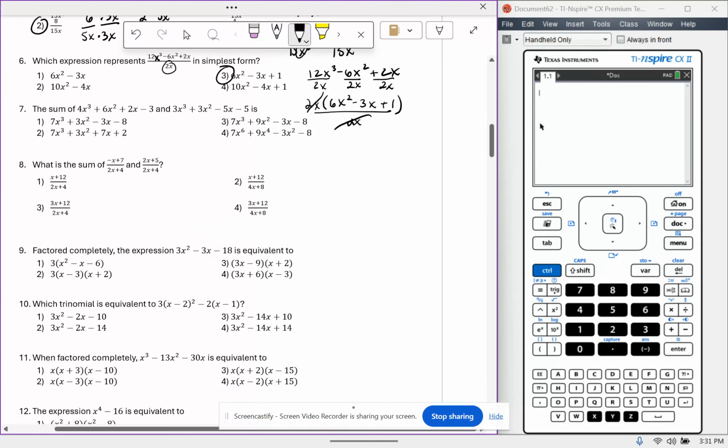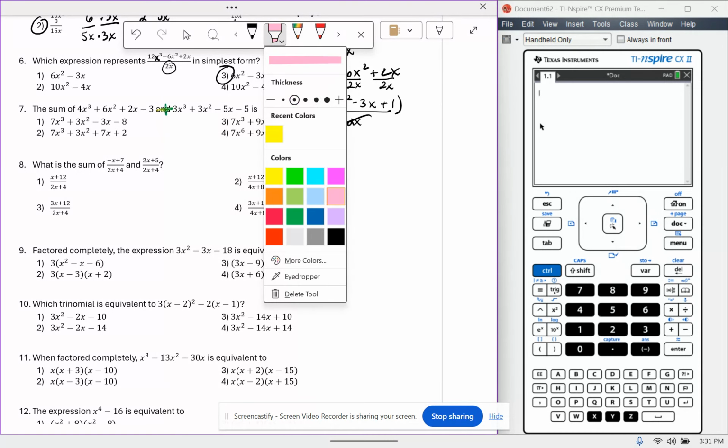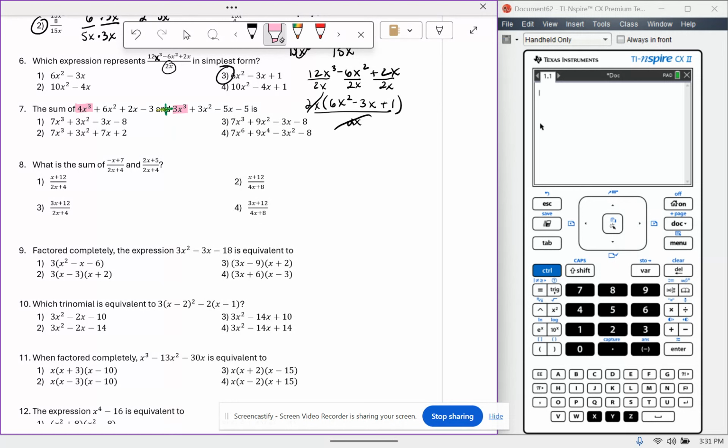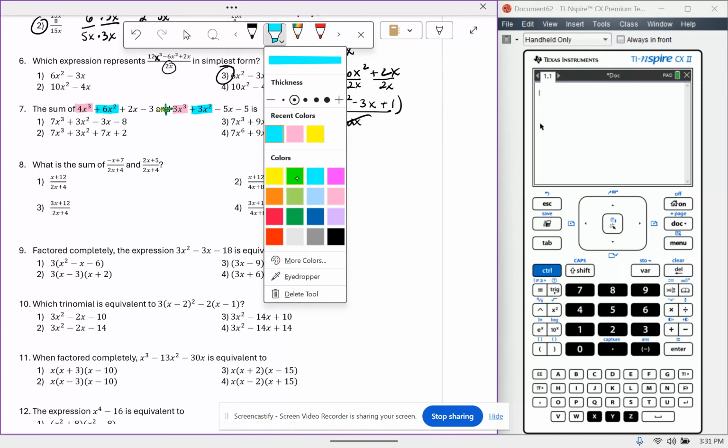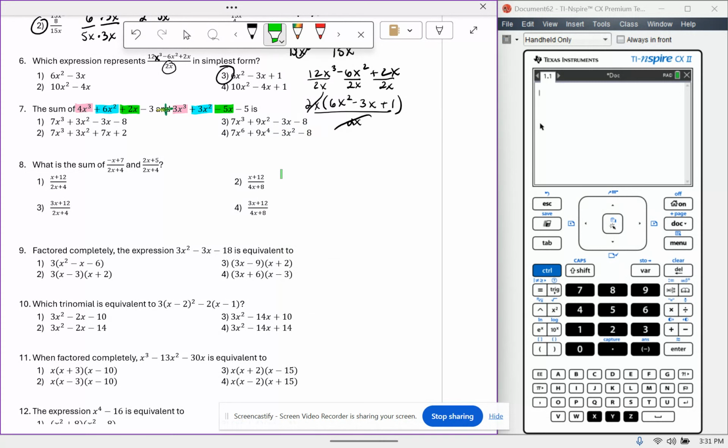Question 7, the sum of this and this. When we do sum, that operation is addition. So we just go ahead and combine like terms. So let's do 4x cubed, 3x cubed, 6x squared, 3x squared, 2x minus 5x, negative 3 minus 5. When I combine like terms, I get 7x cubed plus 9x squared minus 3x minus 8. So that would be answer choice 3.